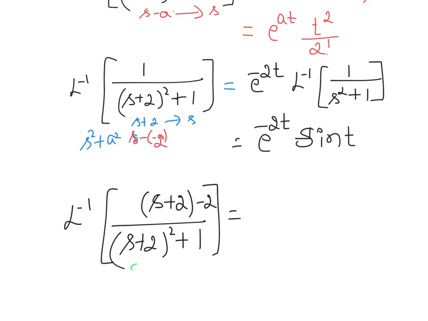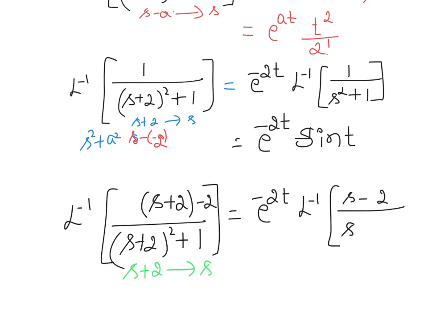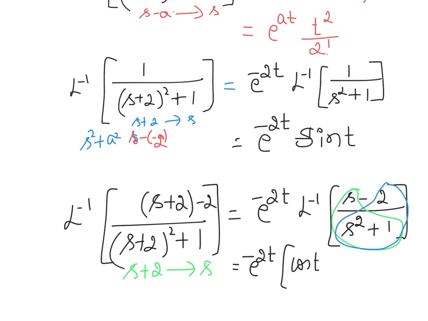Now shifting s plus 2 to s means you are applying the shifting property. A is minus 2, so e power minus 2t. Then inverse Laplace transform of s minus 2, where we had s plus 2, changes to s, over s square plus 1. Next, this can be written as e power minus 2t times the inverse Laplace transform of s by s square plus 1, that is cos t, and inverse Laplace transform of 2 by s square plus 1 with minus, that is minus 2 sin t. This is how we can apply the shifting property.